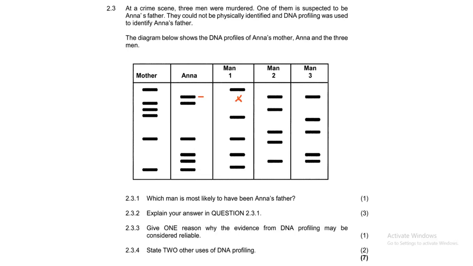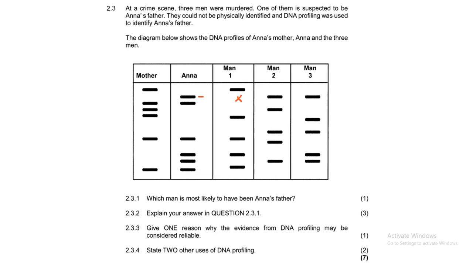Number 2, okay, the band is there. 3, the band is there. Okay, 2 and 3 so far. There's a big possibility that 2 or 3 they are Anna's father. Then I go to the second band is there on the mother. Okay, fine. I won't go further since it's there on the mother. So maybe it's coming from the mother.